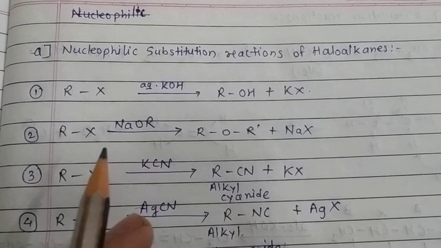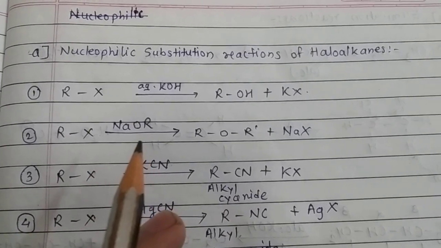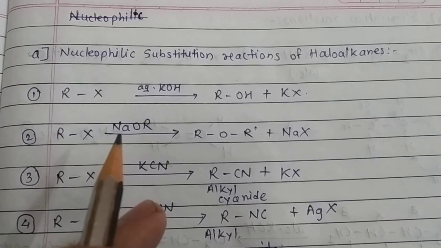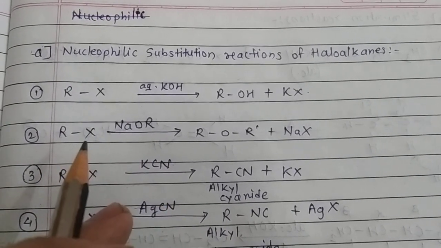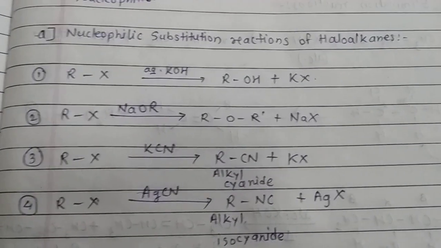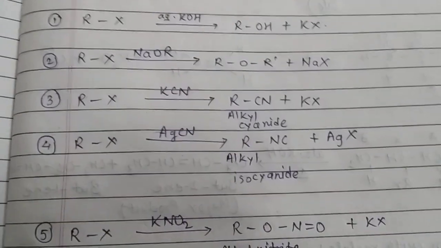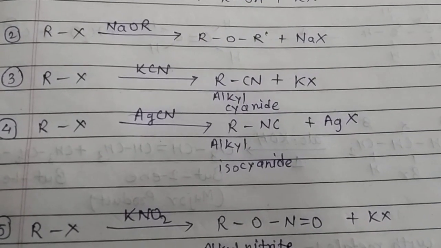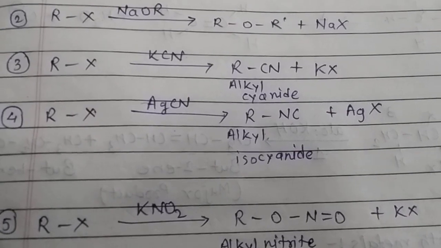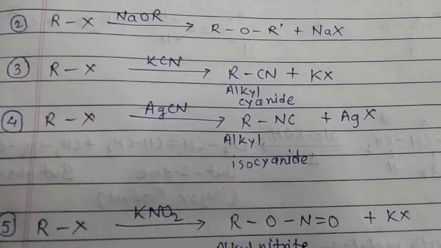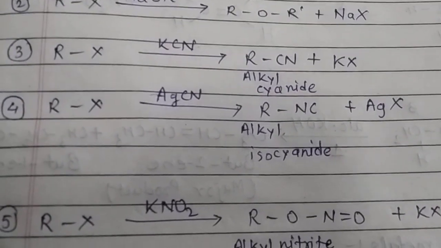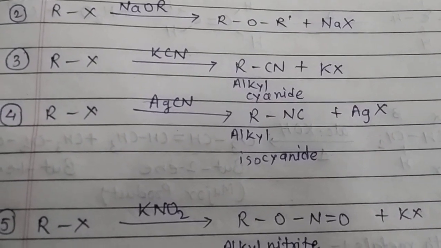Next reaction with sodium alkoxide. So in sodium alkoxide, OR is negative, sodium is metal, it is positive, so that will combine with halogen and we'll get ROR, that is ether, as the product. The next reaction with potassium cyanide. With potassium cyanide we'll get alkyl cyanide, cyanide minus here and K is plus, so KX is the byproduct and alkyl cyanide is the main product.